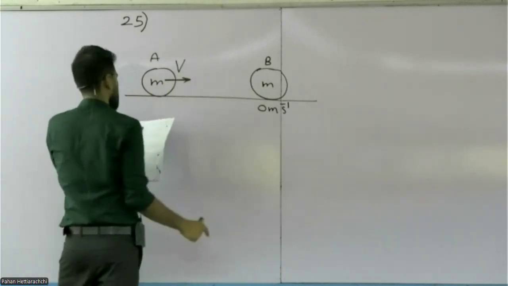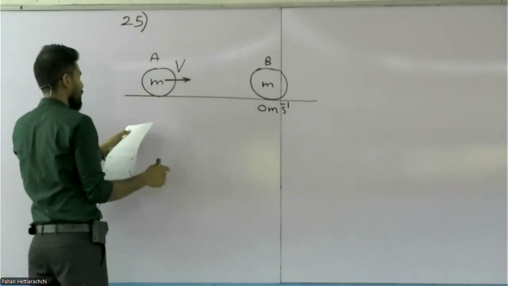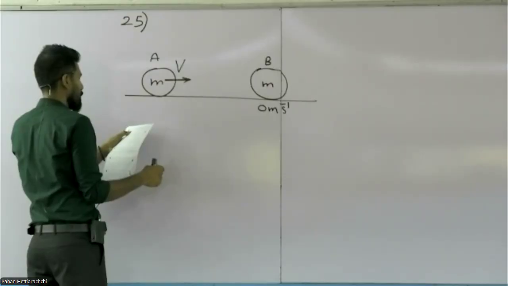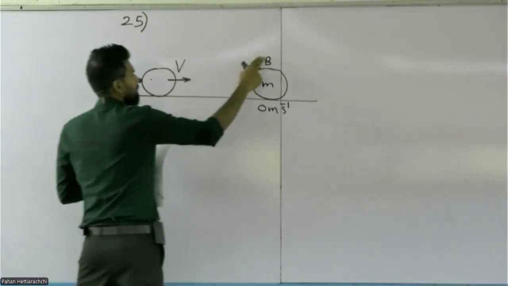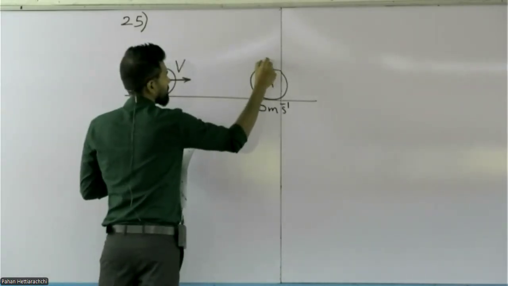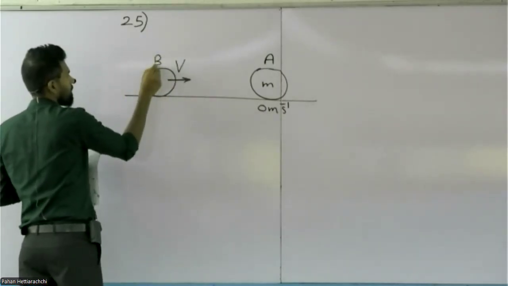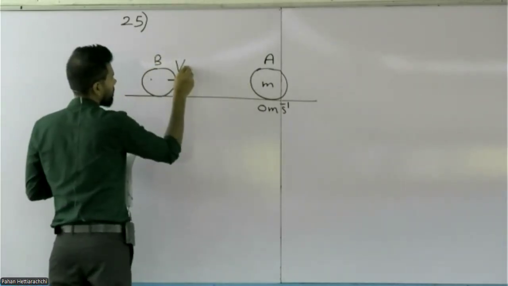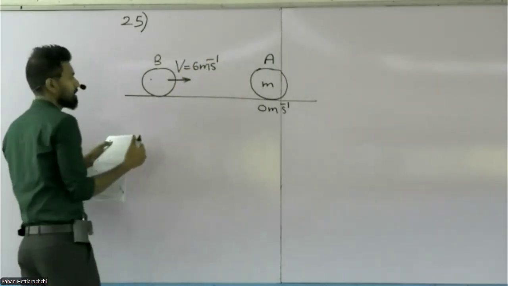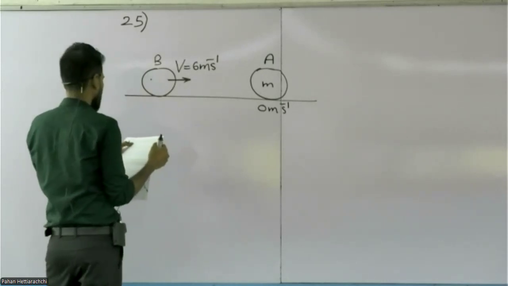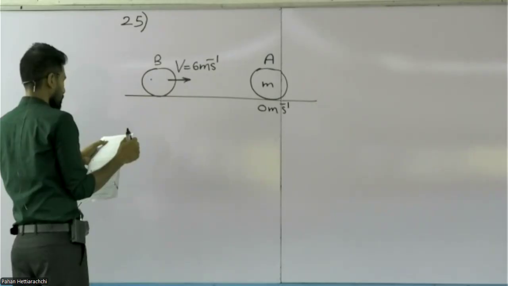Both have the same mass. A and B collide. Ball A was initially at rest, while ball B came to ball A with a velocity of 6 meters per second. And after the collision, what happened?